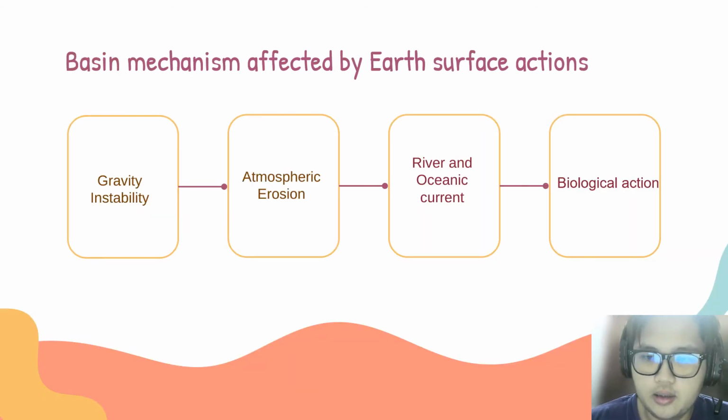Other than that, the writer also lists four types of earth surface action which may form a basin mechanism. The first one is gravity instability, then atmospheric erosion, river and oceanic current, and biological action.